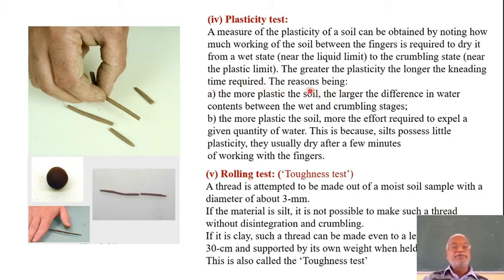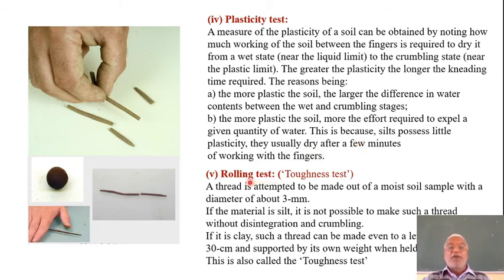The reason being, if it takes a really good amount of time to dry the soil, then it will be clay, right? So the more plastic the soil, the larger the difference in water content between the wet and crumbling states. The more plastic the soil, the more the effort required to expel a given quantity of water. This is because silts possess little plasticity. They can usually dry after a few minutes of working with fingers, but in clay soils it takes a lot of time.